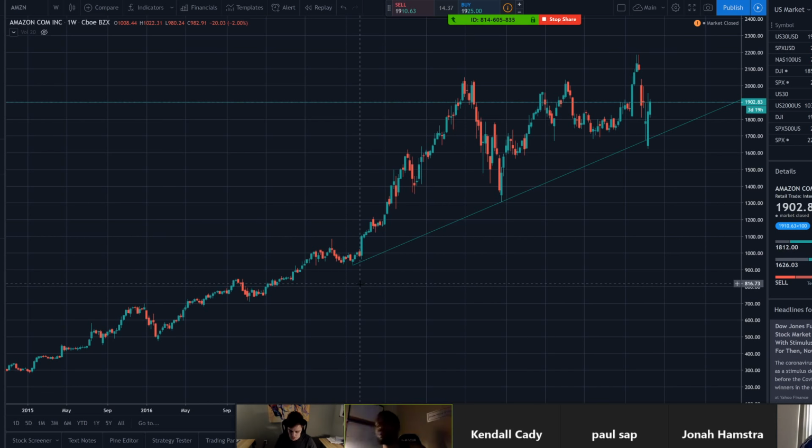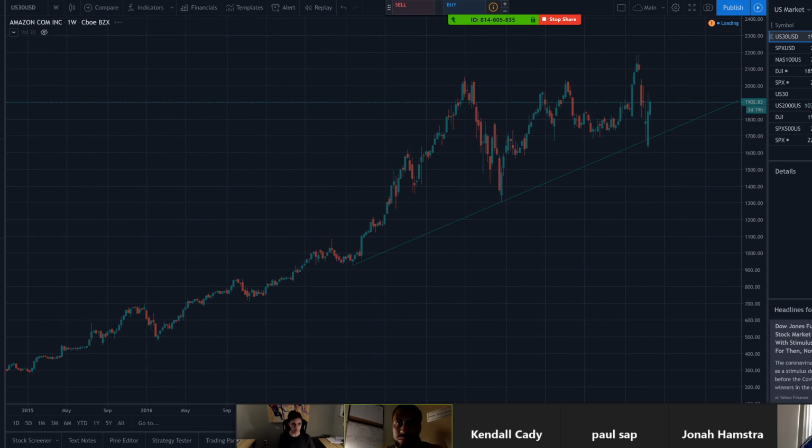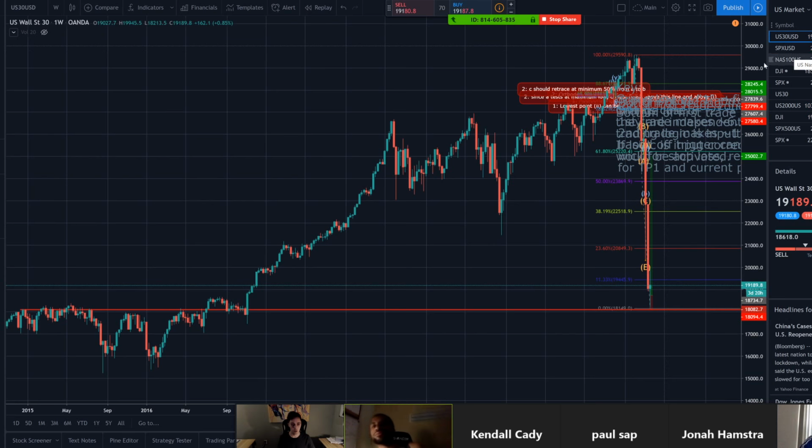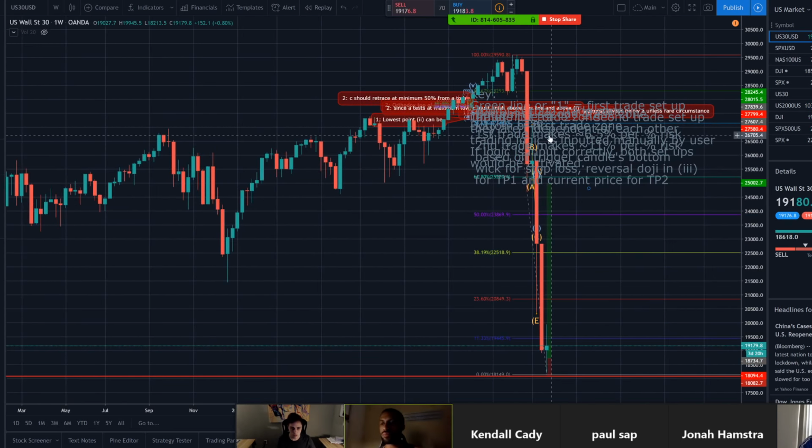What I do mostly is I focus on 2.5 indices. So it's the US 30 and the SP 500, and the half is the NASDAQ. I'm not a huge fan of the NASDAQ because I feel like it's just that awkward middle ground, in my opinion. So I do look at it every now and then, but I do prefer either the US 30 or the SP 500.